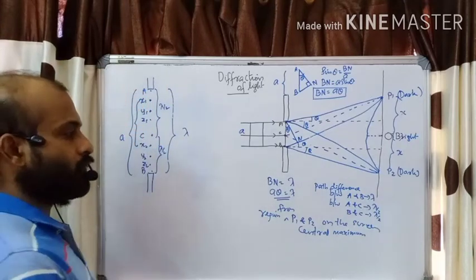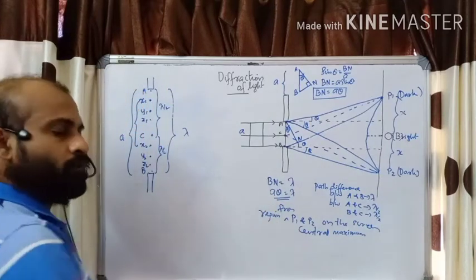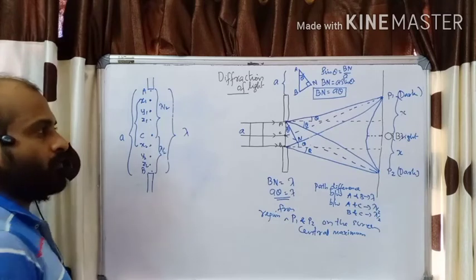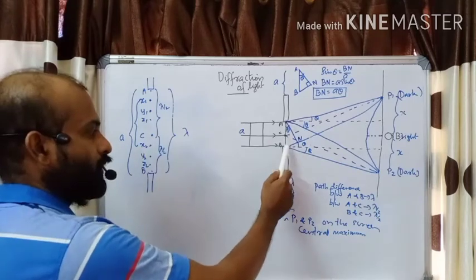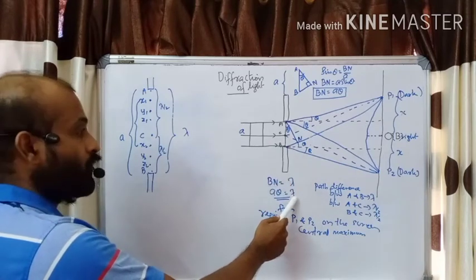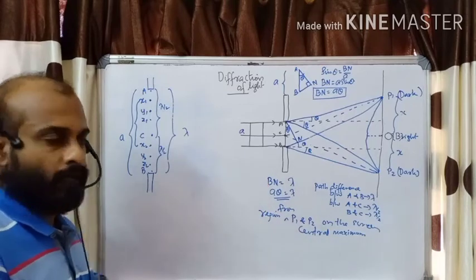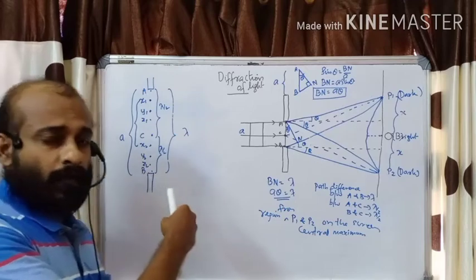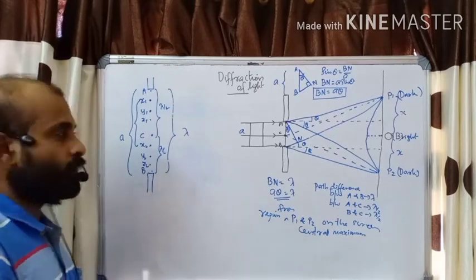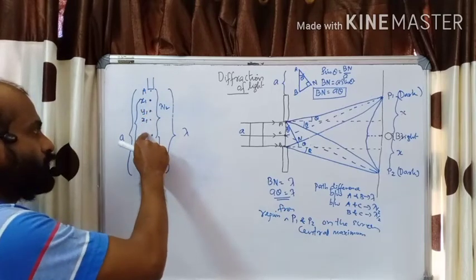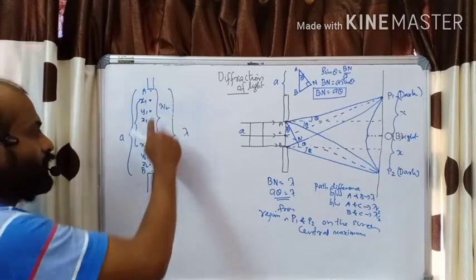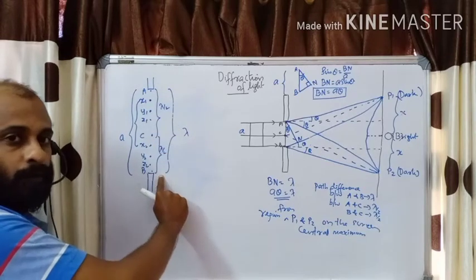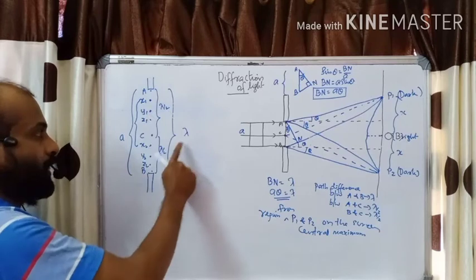What is the condition we have got? We have got a sin theta equal to lambda. When the path difference between wavelets from A and B is lambda, we get destructive interference. Why? Because we can divide the region between A and B into a large number of points. Each point can be considered a source of secondary wavelets. If this width is lambda, the path difference between wavelets from A and B is lambda.